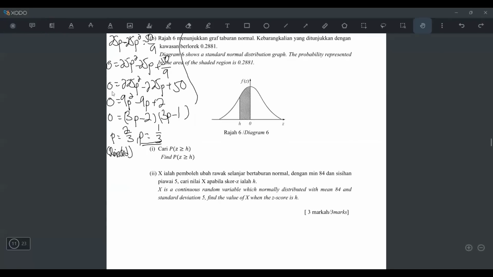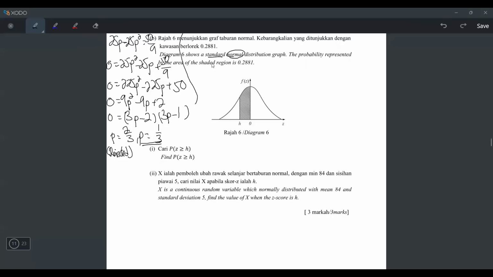So that's how you do it. Okay, let's scroll down and then we can look at B. Let's read B. Diagram 6 shows a standard normal distribution graph. Listen here. If you see the word normal, definitely you have to use the Z value table later. And the Z value table, they will provide it for you in exam.